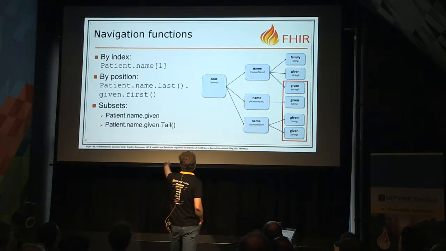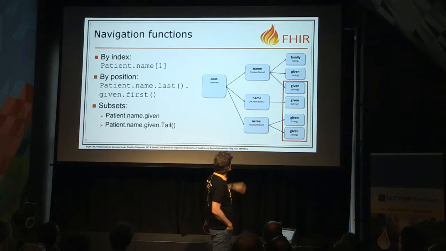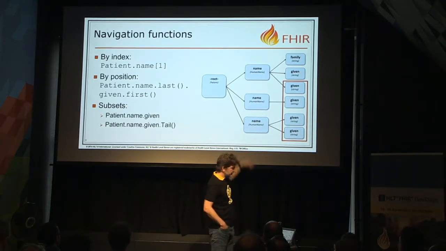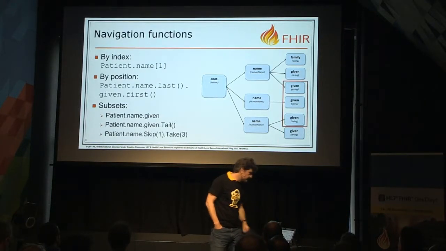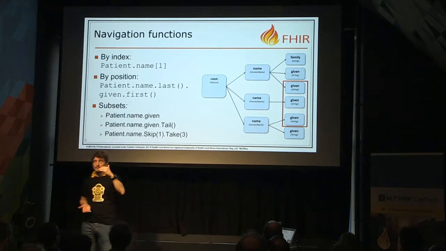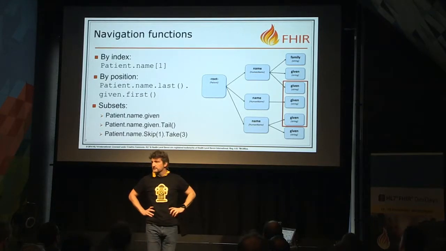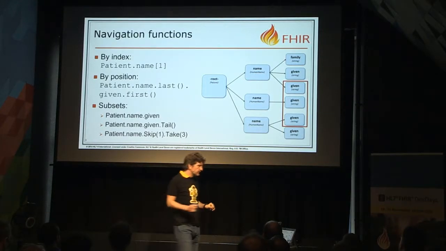Tail, it should be with a small t, by the way. Patient.name.given.tail would have all the givens except for the first one. And you use skip and take. So get that list, skip the first, we have a smaller list, and then take 3 from those. That would select you these ones. So that's fun. We can walk through a tree now.